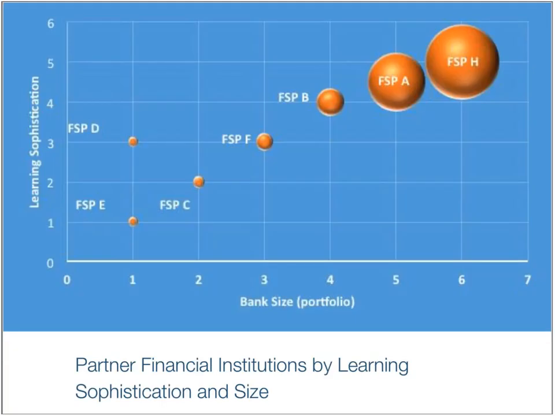So from our focus countries and from the financial service providers that we've worked with, we carried out an analysis whereby we compared the bank sizes of the different institutions in comparison with their learning sophistication. And generally, we were able to see that institutions that were bigger in size in terms of portfolio tended to have better learning sophistication. But this was not always the case because we had smaller institutions, like for instance, FSPD on our graph as shown, that had also invested in their learning sophistication systems in their organization.